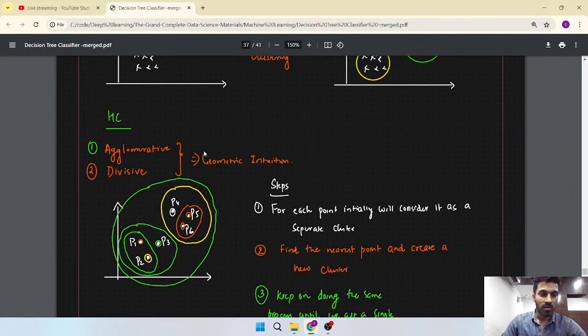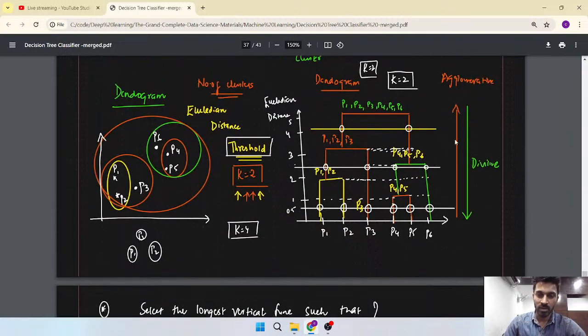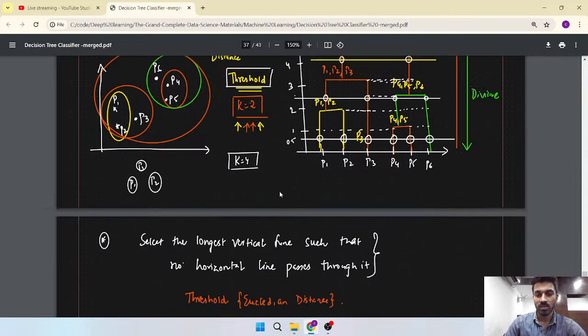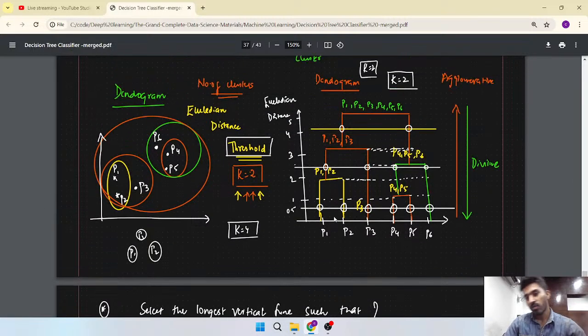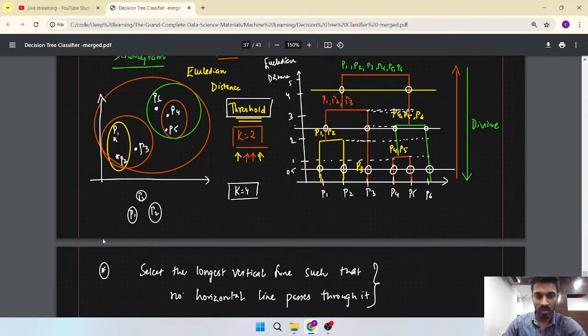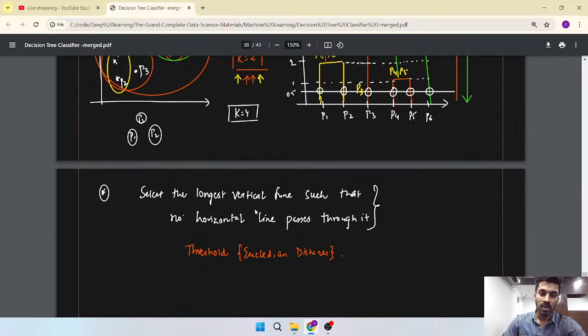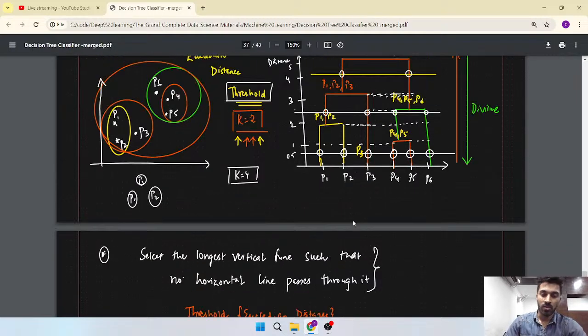This is a complex algorithm. I think I have not explained it in a good manner because I am not able to draw some diagrams. If I could explain it well, I think you would understand, but basically this is it. Firstly create a dendrogram according to the circles on the points, and then remember this rule: select the longest vertical line such that no other longest line passes through it.